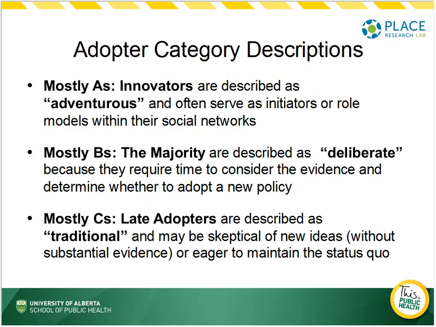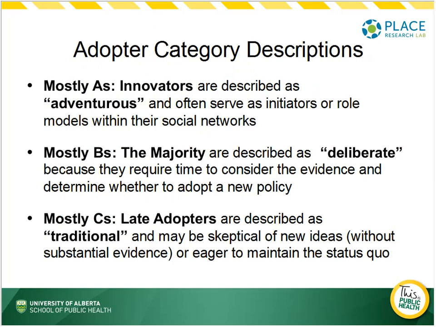So let's talk a little bit about what these categories mean. Mostly A's corresponds with those adopters that can be described as innovators. And at a very, very general level, this gets into more detail in the tool itself, but at a very general level, innovators are those that are described as adventurous, and they often serve as initiators or leaders or role models within their social networks.